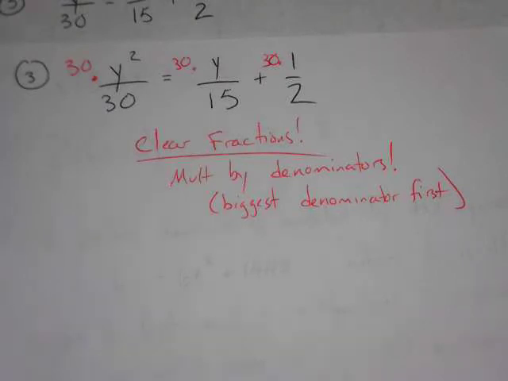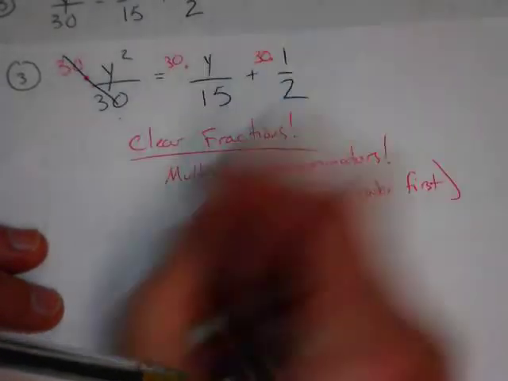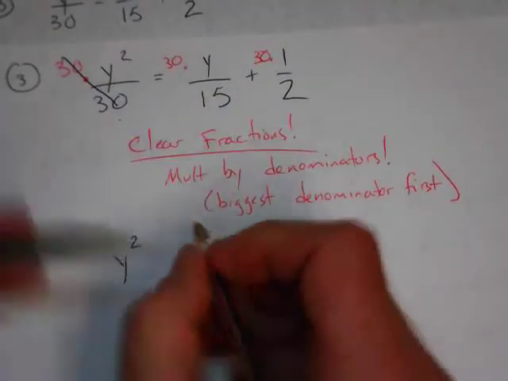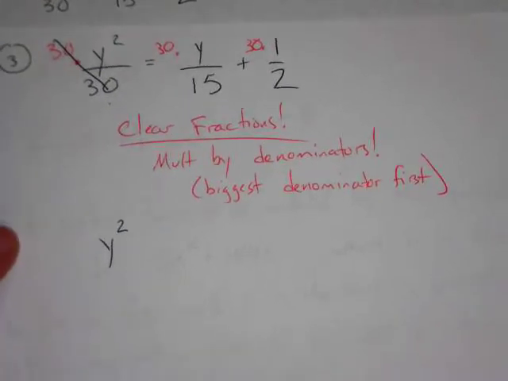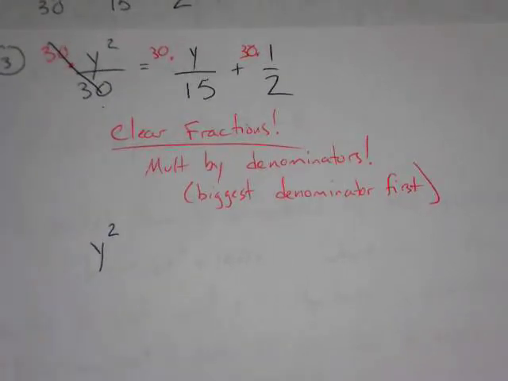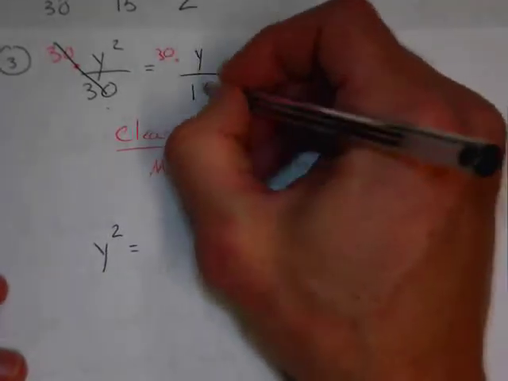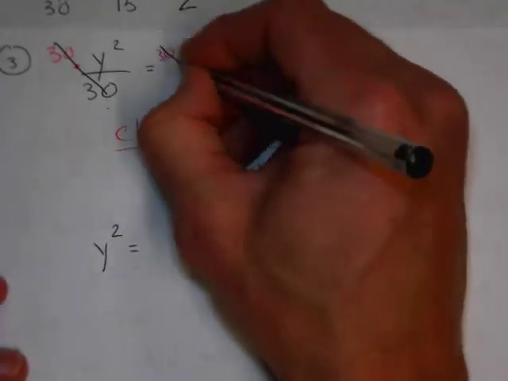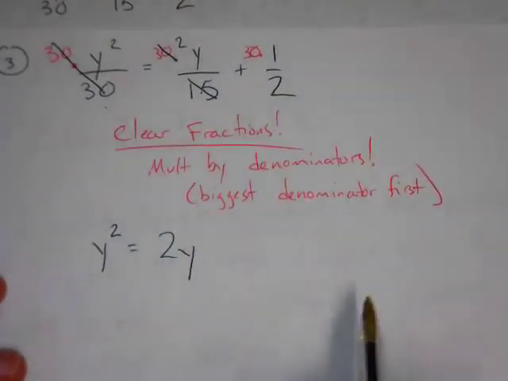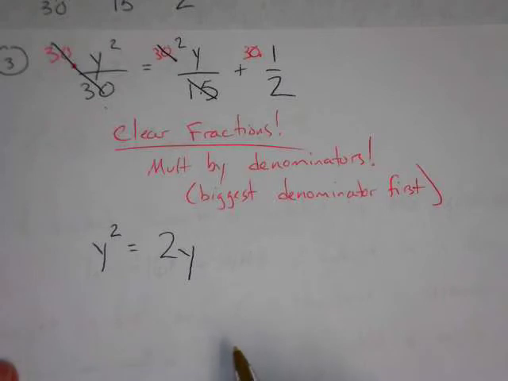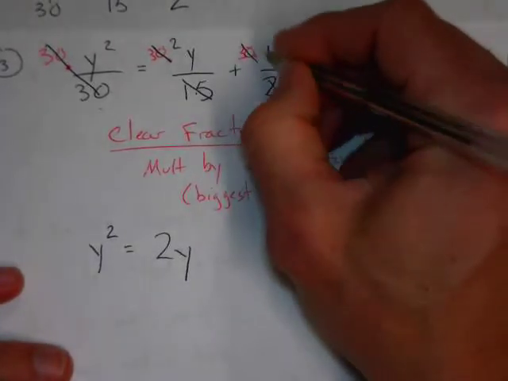All right, so now for the first term, we've got 30 divided by 30 cancels, leaves us with y squared. And if you don't understand what just happened there, hit pause, think it over, and then you'll see what happened. So we have y squared equaling, now 30 divided by 15 here. You know what 30 divided by 15 is? 2. So it's going to equal 2y. And again, another tricky part. Hit pause if you don't understand what just happened. And then the last one, 30 divided by 2 is 15.